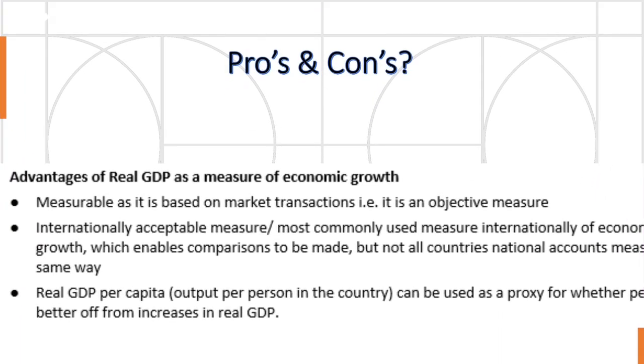So pros and cons of using GDP as an economic growth measure. It's measurable, as it's based on the transactions within the market, so it's really objective to measure. We've got numbers to compare. It's an internationally accepted measure, so lots of countries use this. And we can also look at real GDP per capita. So this means the output per person. This also shows us how much output one person is doing, so productivity.